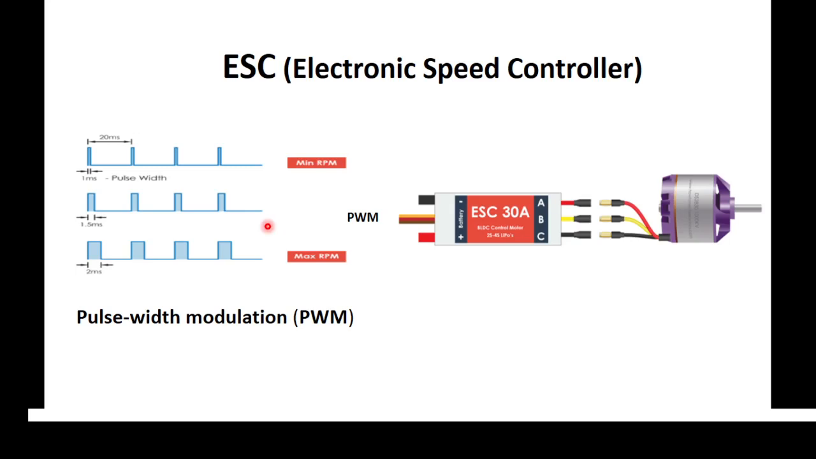A brushless motor usually works together with an electronic speed controller, ESC, which facilitates the control. The ESC receives a pulse width modulation signal, PWM, which controls the speed. When the width of the pulses is high, then the speed of rotation is also high.